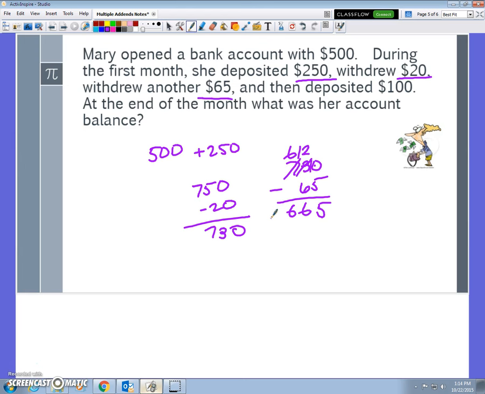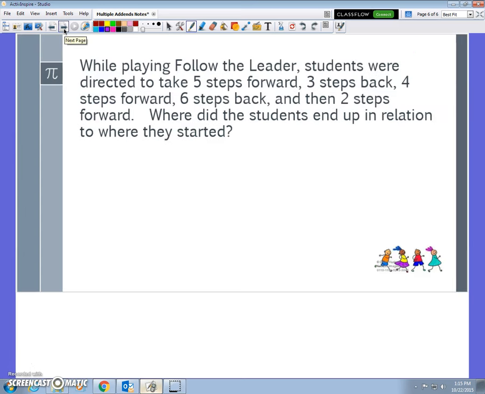Now I have my 65, and now I'm depositing, I'm putting more money into the bank account. So I'm adding on another 100. So at the end of the day, I have $765. Now it could ask me something, so this will be my answer. It could ask me something like, did she save money or did she spend money? Well, we would say she saved money because she started with 500 and now she has 765, right? So just make sure you read the question at the end so you know what to answer.